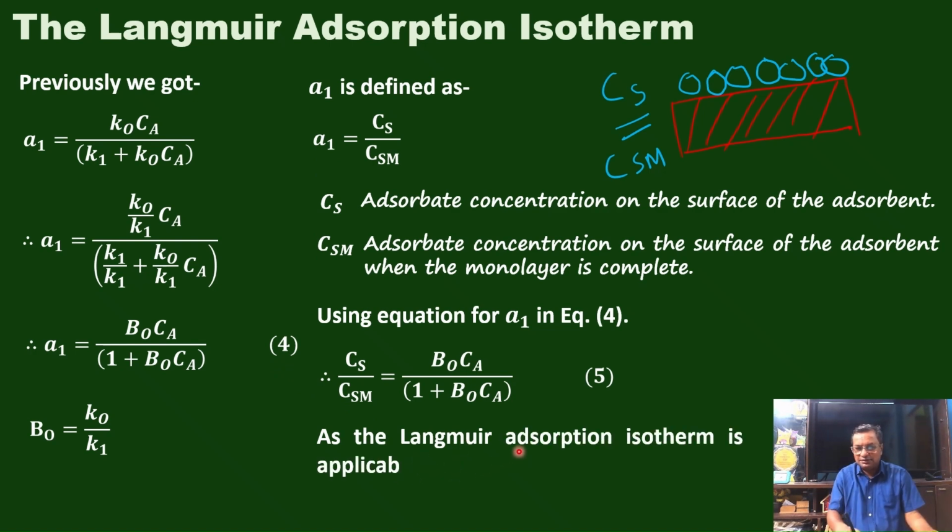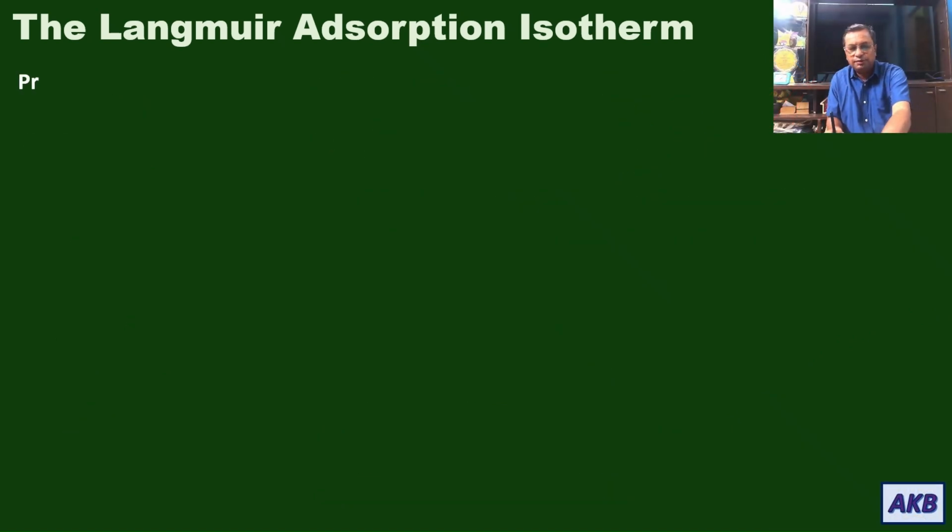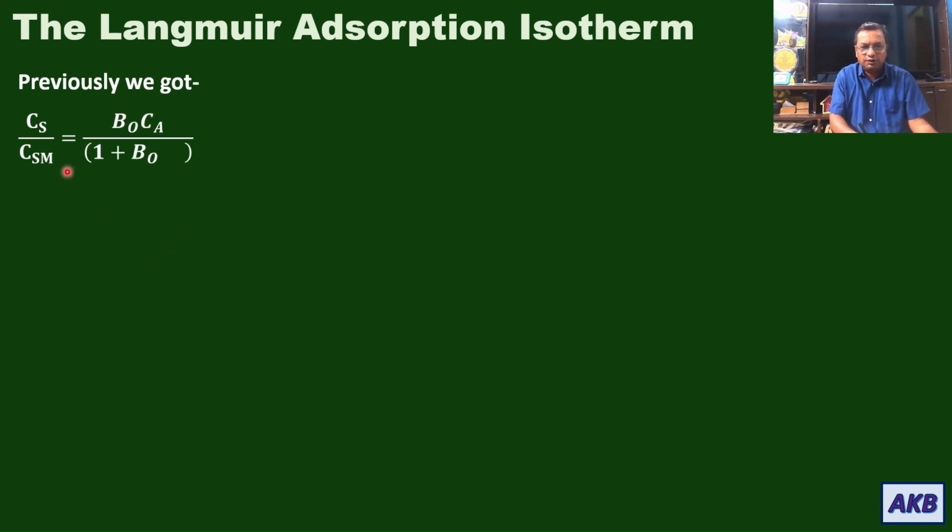As the Langmuir adsorption isotherm is applicable to adsorption of gases, we can use ideal gas law in our analysis. So we can assume that the gas phase is behaving ideally, and then you can apply ideal gas law. So let us do that next. Previously we got this equation: Cs upon Csm is equal to B naught into Ca divided by 1 plus B naught into Ca. I had called that equation number 5.